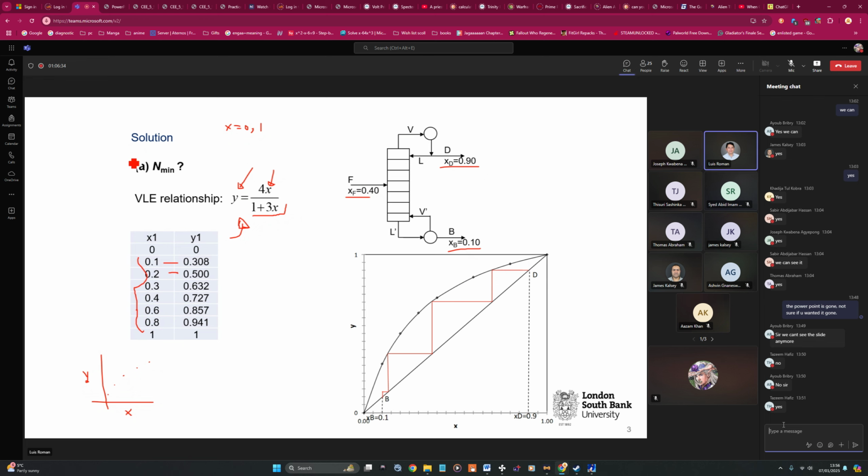Well, for part A, because we are dealing with the minimum number of equilibrium stages, that means that we have total reflux, in which case the operating lines are on top of the diagonal. So we can simply draw the staircase, starting from the distillate, or from the bottoms if you like, but I think it's easier if you start from the distillate.